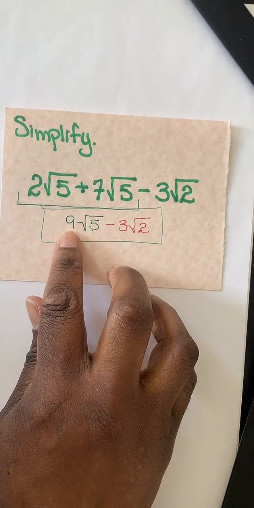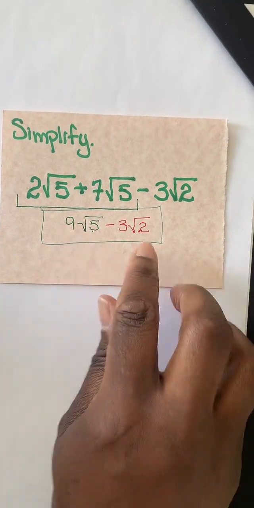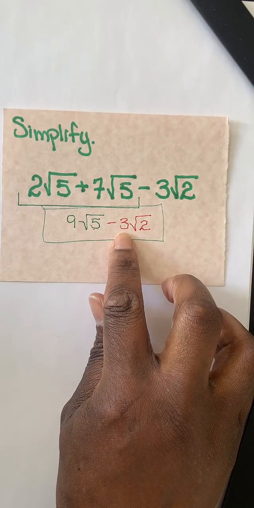We can't break up the 9. The 9 is not under a radical, so that's not giving you a 3. The 3 is not under a radical, so we can't break that up.